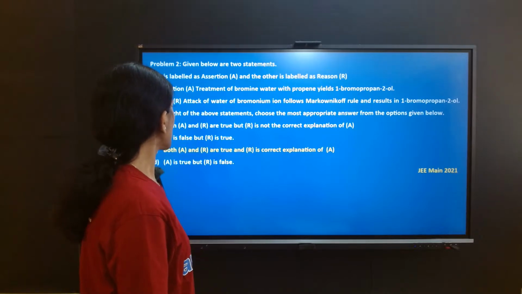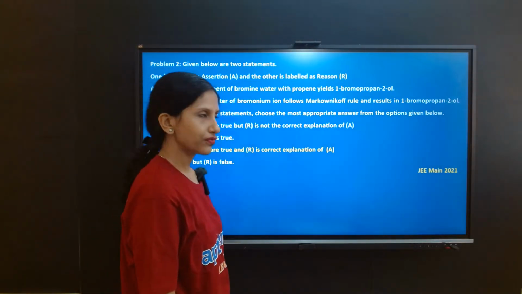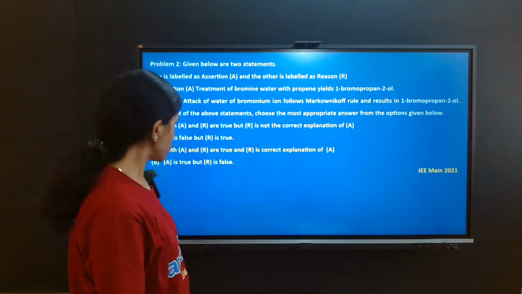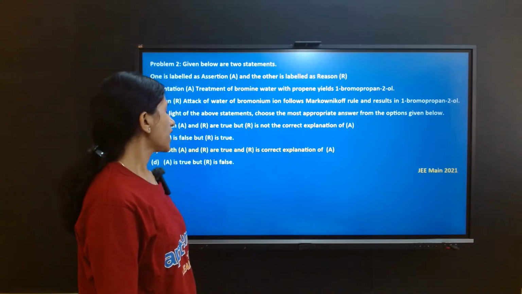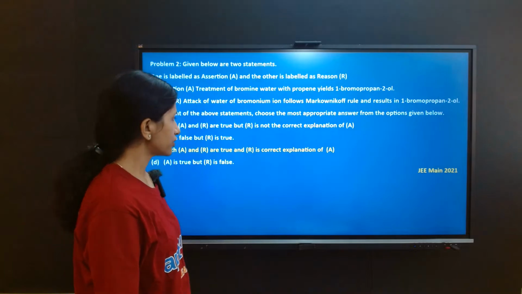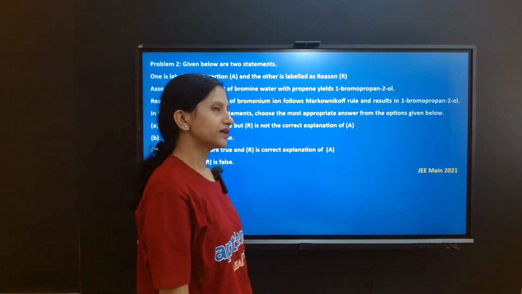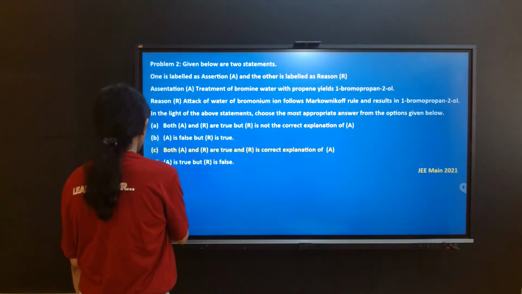Options are: A, both A and R are true, but R is not the correct explanation of A. Option B is A is false, but R is true. Option C is both A and R are true, and R is the correct explanation of A. And option D is A is true, but R is false. Now let's see how we can solve this problem.